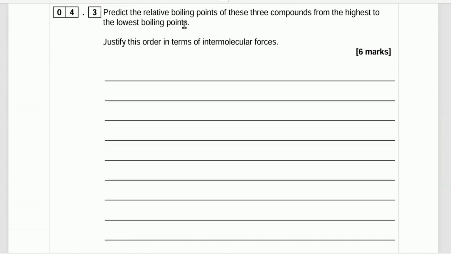4.3, predict the relative boiling points of these 3 compounds from the highest to the lowest boiling points. Justify this in terms of intermolecular forces. So let's just go in order, peeps.